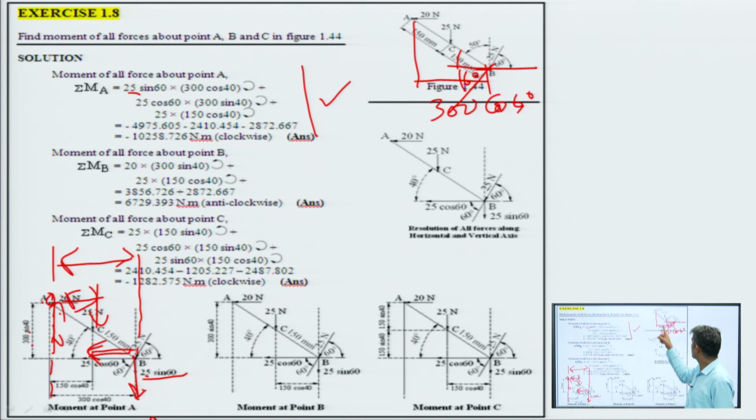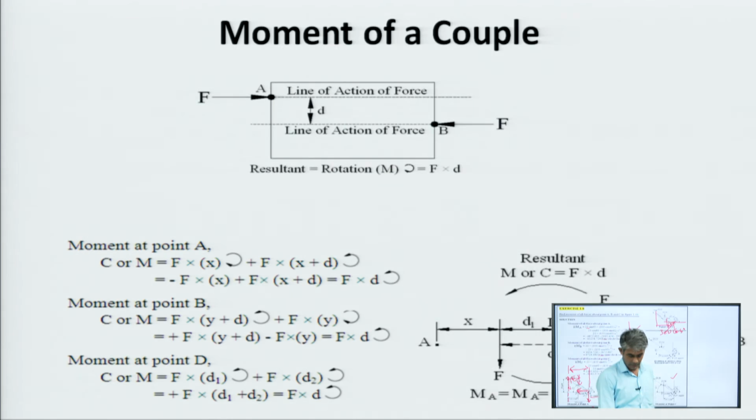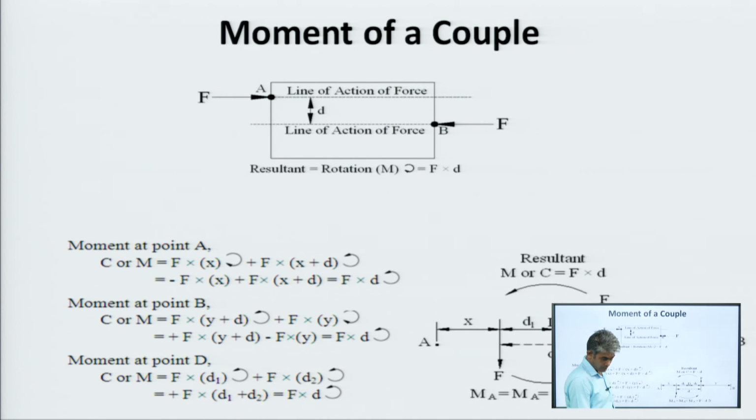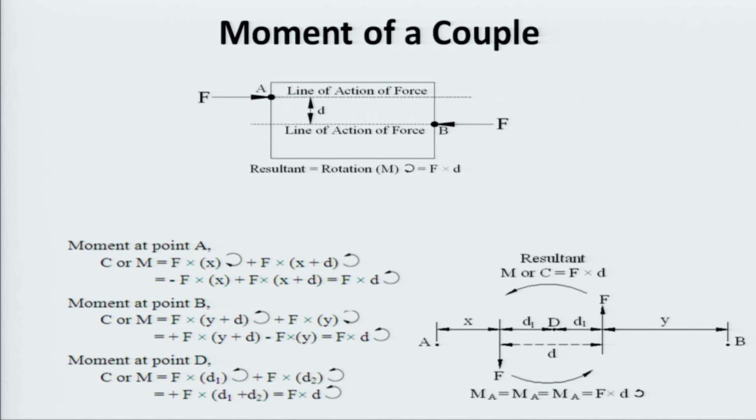Similarly, the moment at point B can be calculated with the help of this diagram, and the moment at point C can be calculated with the help of this diagram. Moment of a couple: if two forces are acting at a distance d in parallel and opposite directions, then the resultant of these forces is the couple, and its value is F into d. It can be shown by this diagram.